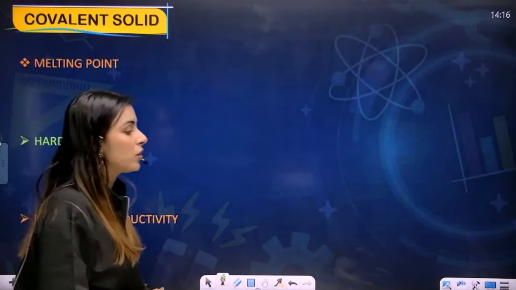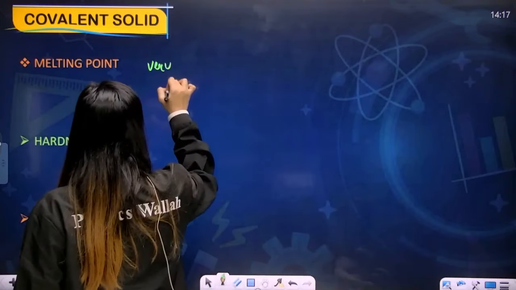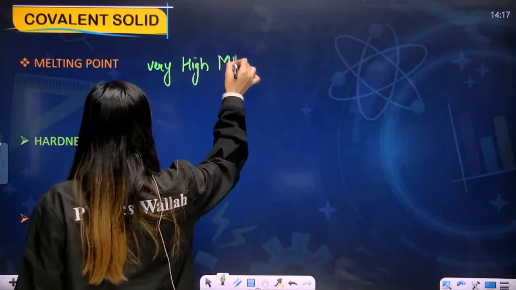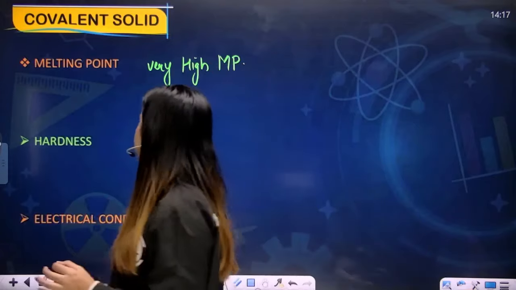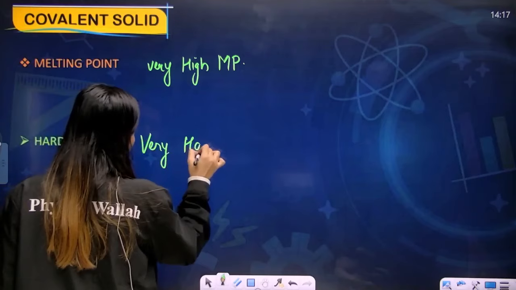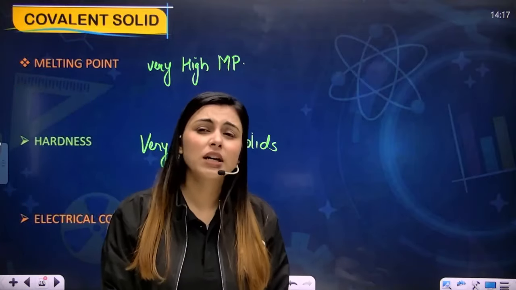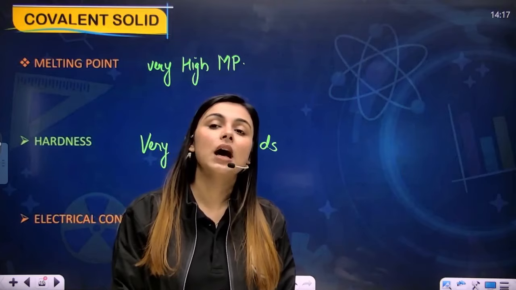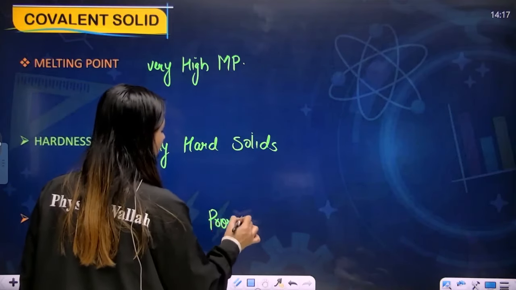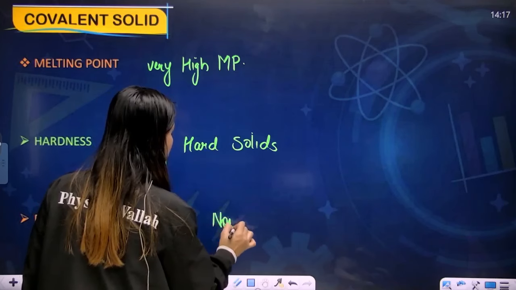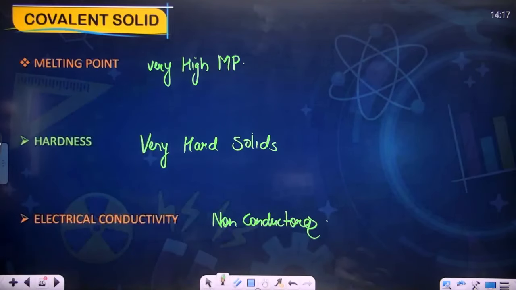Now let's talk about the melting point. We'll say that it has a very, very high melting point. Next is hardness, my dear students. We know that diamond is the hardest solid, so we can say very hard solids. Let's talk about electrical conductivity. These are poor conductors of electricity because all the electrons are bonded and there are no free electrons present. So poor conductors, or you could say non-conductors. Pause the video, write it down.